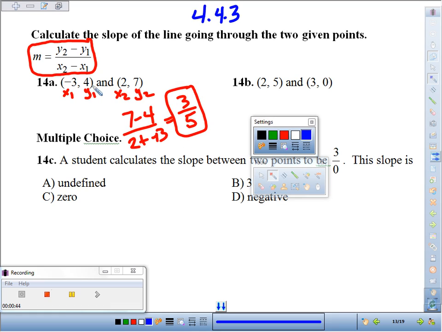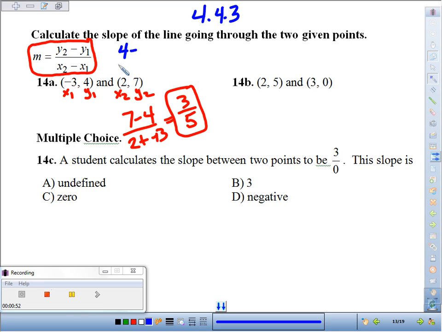Now, it's okay. Sometimes people have a tough time saying, well, how do I know which one's my first and which one's my second? It doesn't really matter. If I would have taken 4 minus 7, the key then is just going in the same direction with your x's. So if you do 4 minus 7, then with your x values, if you go negative 3 minus 2, what happens? 4 minus 7, that's negative 3. Negative 3 minus 2, that's negative 5. But a negative is going to chop to a positive 3/5, the same answer as I got when I did it in red.